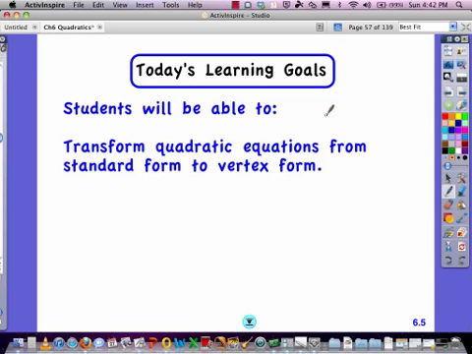Okay, section 6.5, completing the square is its title. We want to be able to continue working with these quadratic equations, but we've traveled from what we called vertex form to standard form, and now it's time to go the other way, which is slightly harder, but we'll work you through it today. Transform quadratic equations from standard form to vertex form.